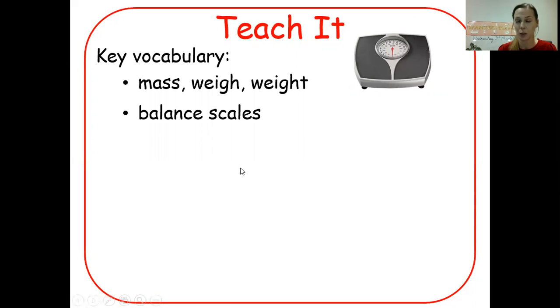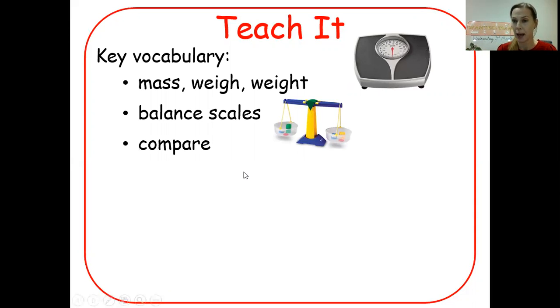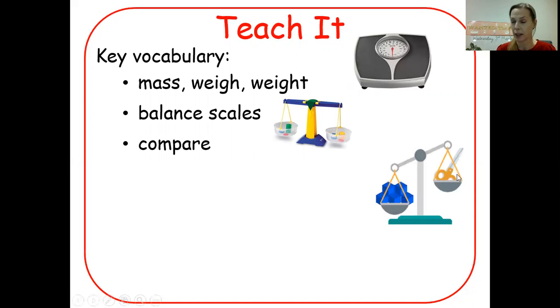Balance scales, so they're the ones that you can measure how heavy something is when they are level, maybe with some cubes or some marbles. There we go. Compare. So if we compare these two items here, we've got 5 blocks and we've got a pair of scissors and the scales have gone like that. So what does that tell us? Which one is heavier? Which one is lighter?